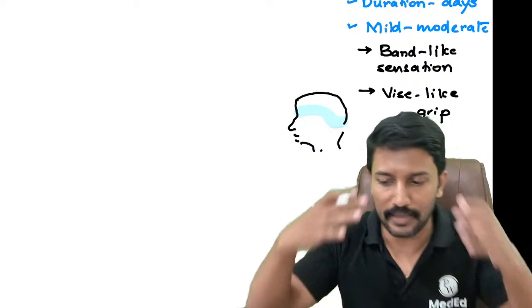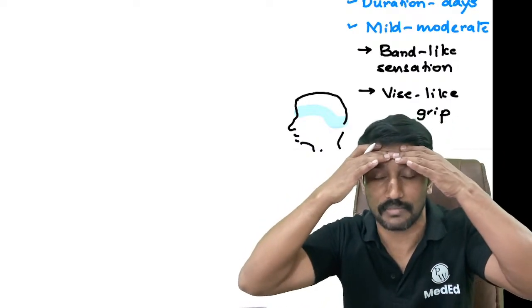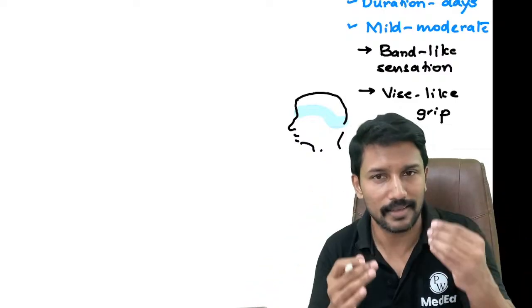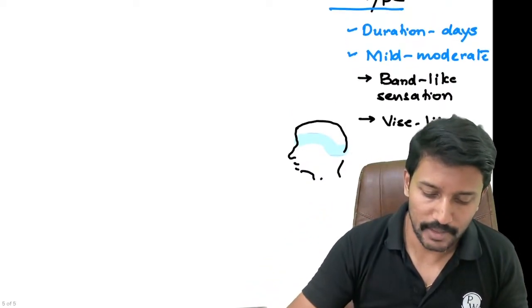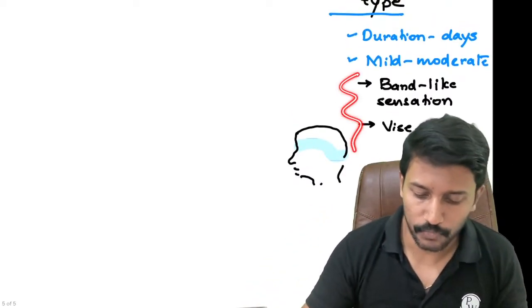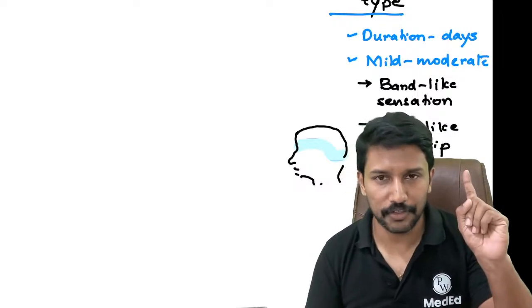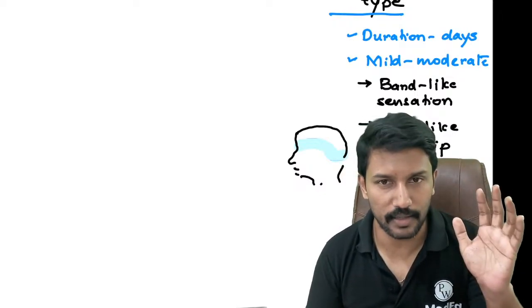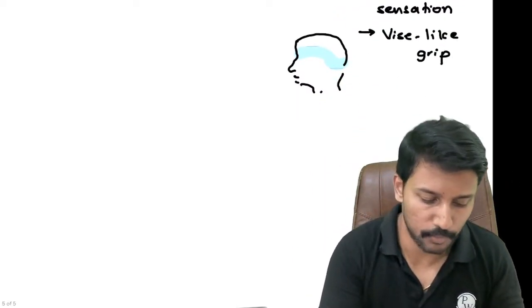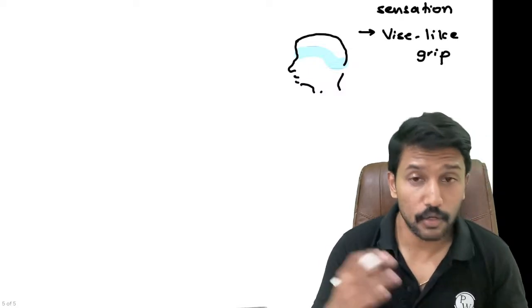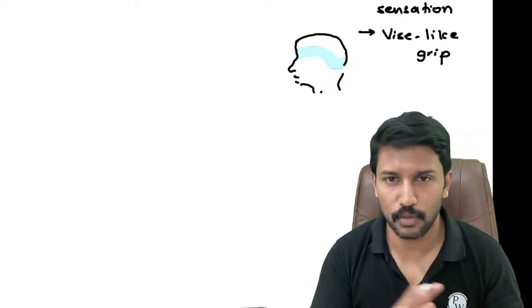Patients often come and say that it feels like someone has held my head tightly, is pressing it hard. That's the usual description. So the moment I see these terms, I know it is a case of tension type of headache. Bilateral, band-like sensation or vice-like grip, no red flag signs, is tension type of headache. When red flag signs are ruled out, no need for imaging. Diagnosis is on clinical grounds.